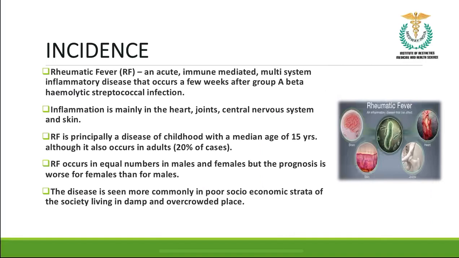The inflammation happening in rheumatic fever is caused mainly in the heart, joints, central nervous system, and skin. Coming to RF, it mainly affects children in the age group of 5 to 15 years of age, and it can also occur in adults, but only 20% of cases.